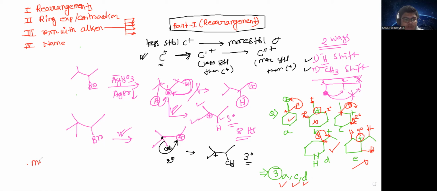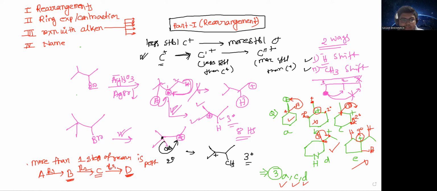Now, more than one step of rearrangement is possible. Suppose A is one carbocation, A to B. This is rearrangement one. Carbocation rearrangement can occur if B is more stable than A. Only then. And then B to C, rearrangement two, can occur if C is more stable than B. Then only this will occur. But suppose C to D, this is rearrangement three. If D is less stable than C, this will not occur.